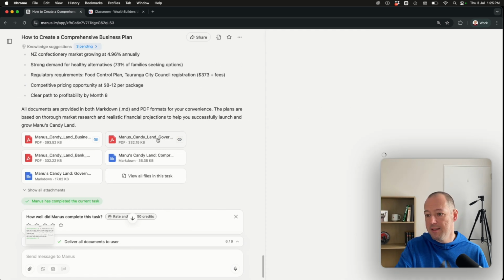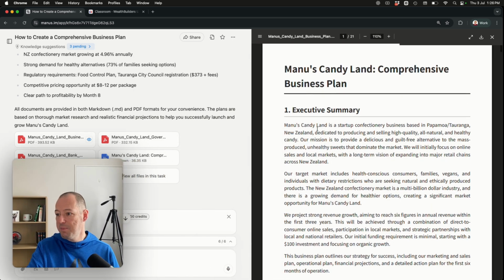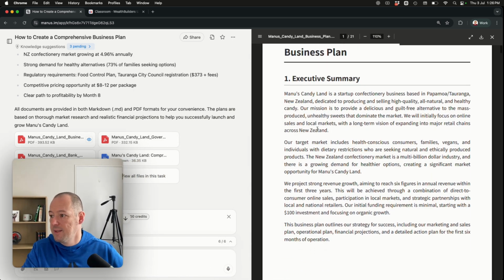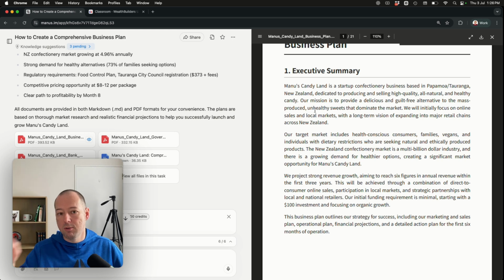Manus Candyland Business. Comprehensive business plan. So the executive summary. I won't go through the whole document with you now, but let's look at this. Manus Candyland is a startup confectionery business based in Papamoa, Tauranga, New Zealand, dedicated to producing and selling high quality, all natural and healthy candy. Our mission is to provide a delicious and guilt-free alternative to the mass-produced unhealthy sweets that dominate the market. We will initially focus on online sales and local markets with a long-term vision of expanding into major retail chains across New Zealand.